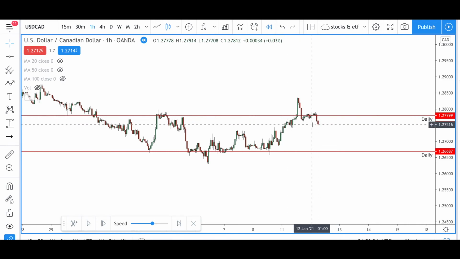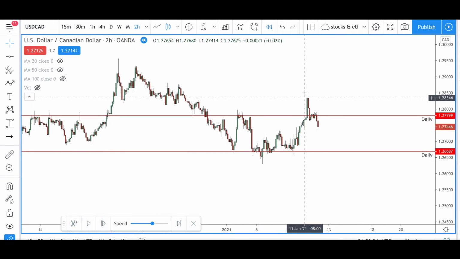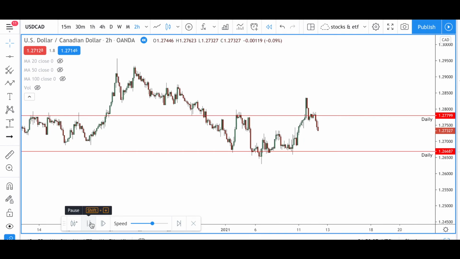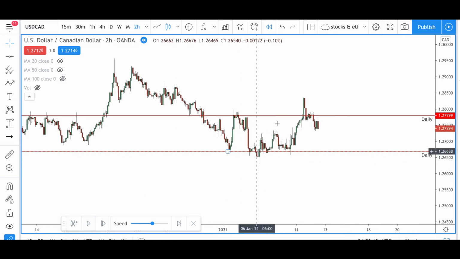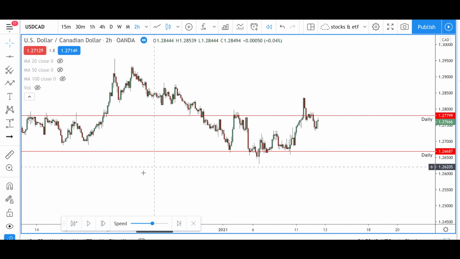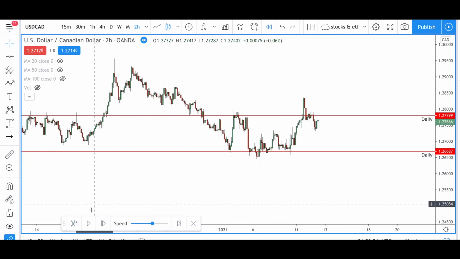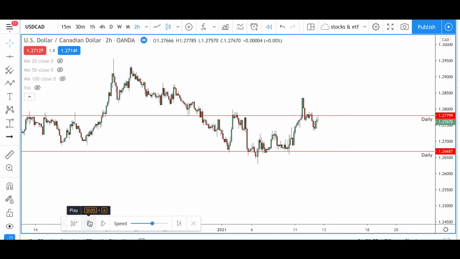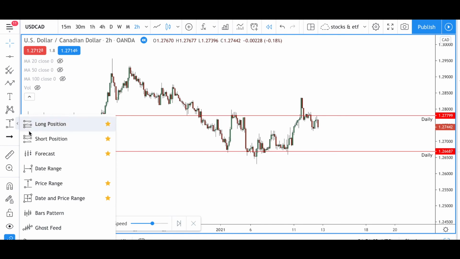Once I saw this rejection, I was then open to taking shorts, and I took this actual short on the 2-hour time frame. So as you can see, we've got this initial decline, this new decline, and price is again retesting resistance. Once I started to analyze price action, I was ready and primed for taking a short. And my short was actually taken around this area here.